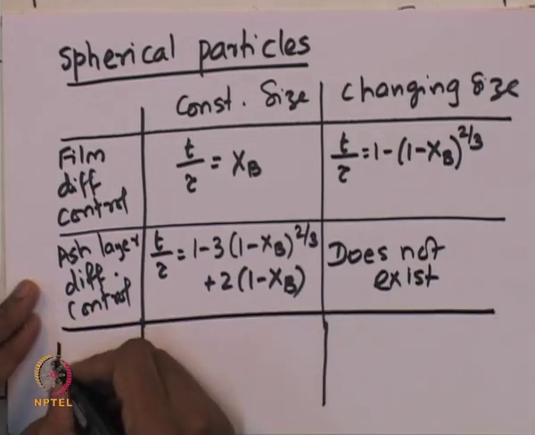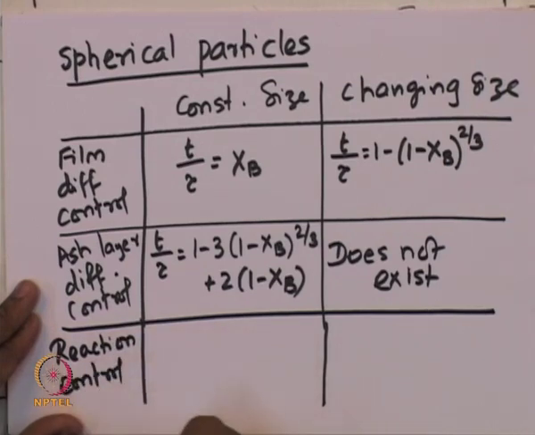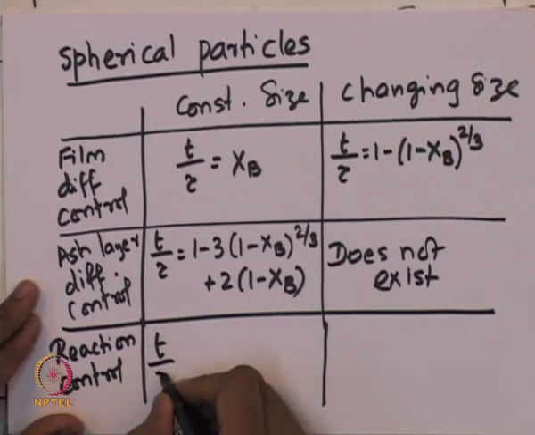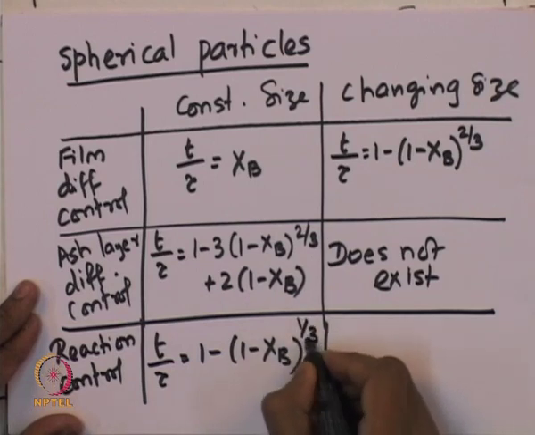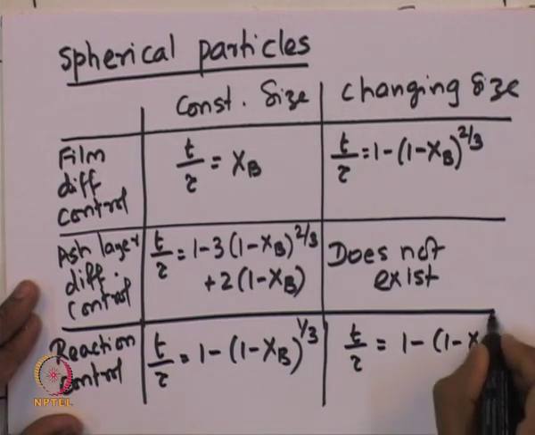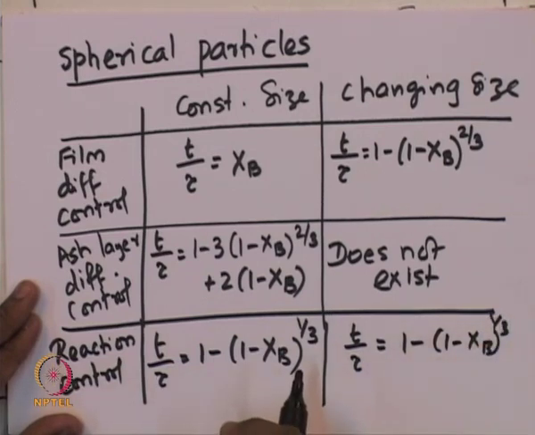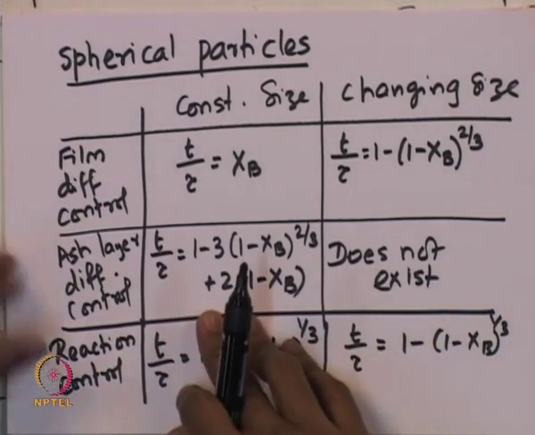Then the third case is where the reaction is controlling the overall conversion. If it's the reaction control, then t by tau is given by 1 minus xb to the power of 1 by 3. And here t by tau is given by 1 minus xb to the power of 1 by 3. In both cases, the time taken for the unreacted core to reach a certain radius depends on the conversion in exactly the same way, because the presence or absence of the film or the ash layer does not contribute to the overall conversion if it's in the reaction control regime.